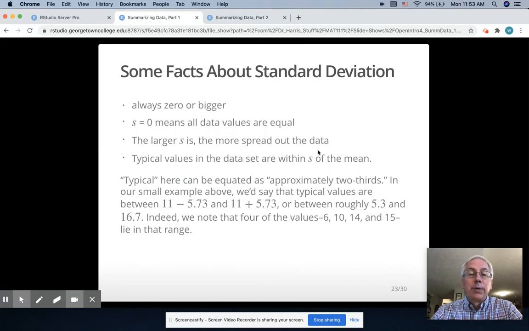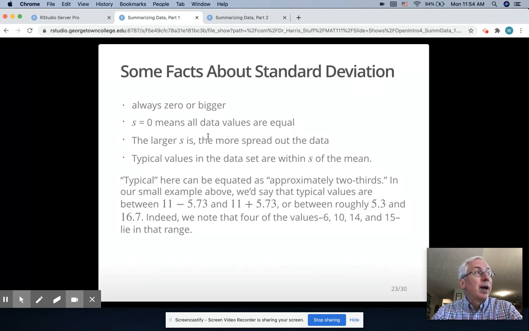Just a couple pieces of information about standard deviations, good things that we want to know. Because we're squaring the deviations in the formula for calculating it, there's never going to be a possibility for a negative value for the standard deviation. And so this S is always going to be 0 or greater, and the only way that S can be 0 is if all of my data values are the same.